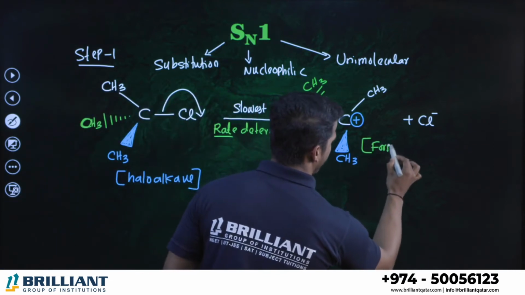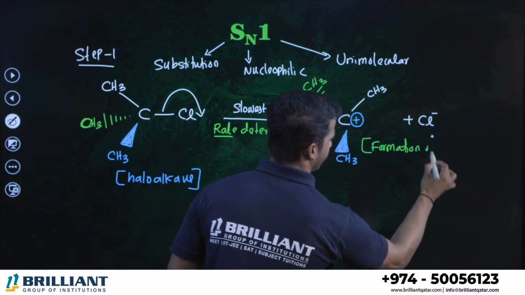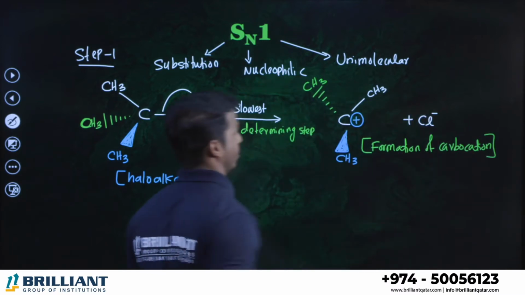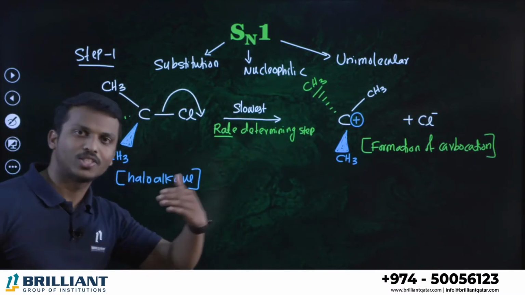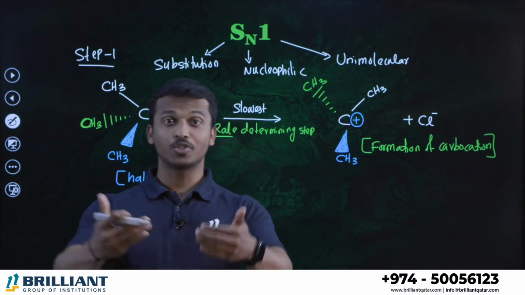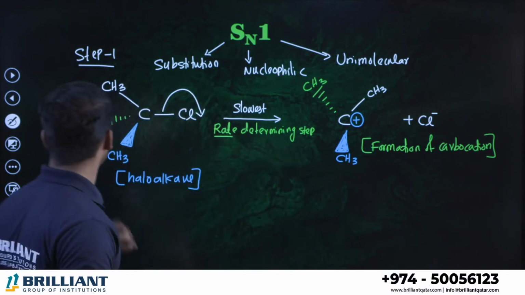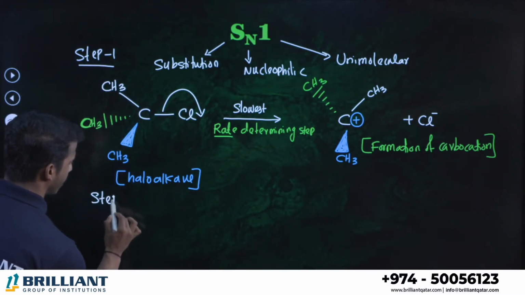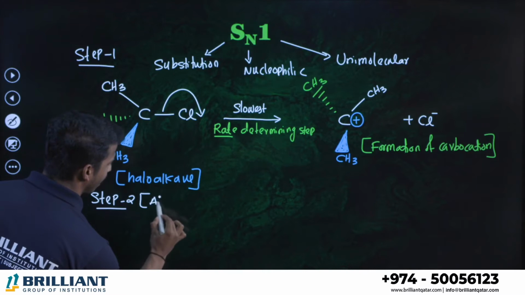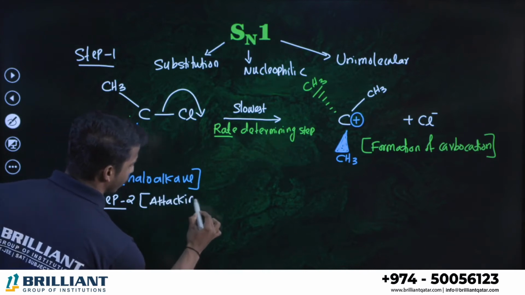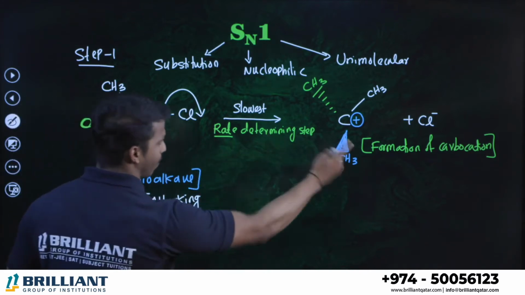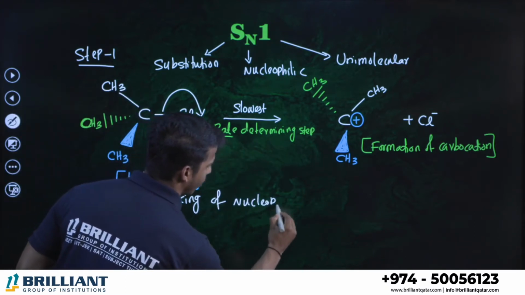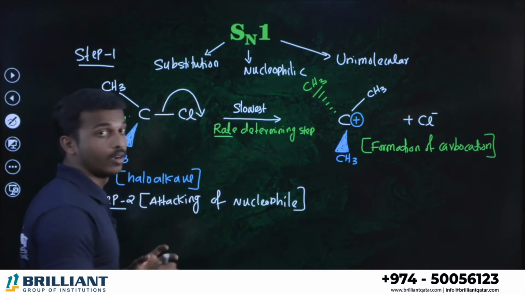Step number 1 is the formation of carbocation. Carbon with a positive charge is called a carbocation. What is the next step? The halogen has already left in the first step. We want to substitute a nucleophile, right? Let's welcome the nucleophile. Let's go to step number 2. The first step is the halogen leaving, forming a carbocation. The second step is the attacking of the nucleophile.